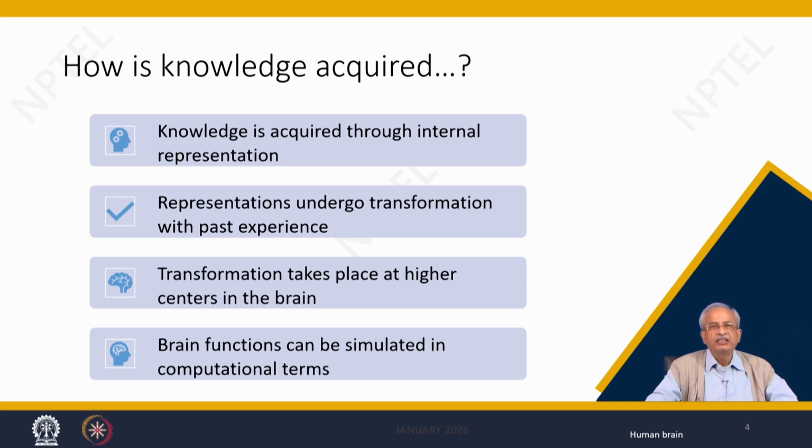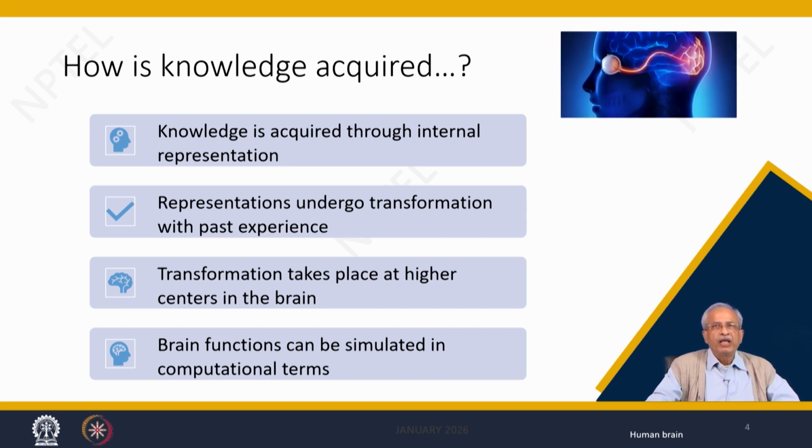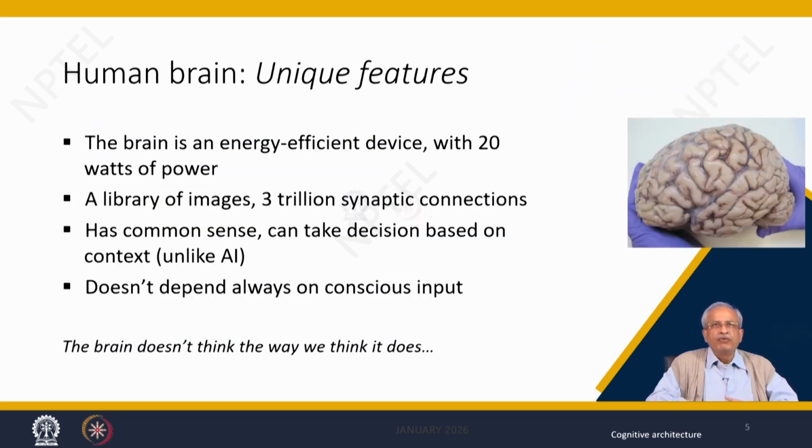Now, we will try to understand therefore a little bit about what we mean by the human brain, because this whole process of transformation and representation takes place in the brain. Now, the brain is a very energy efficient device. It has just 20 watts of power and it has trillions of synaptic connections. Over 1.5 billion neurons are there in the brain, and the connectivity is estimated to be close to 3 trillion.